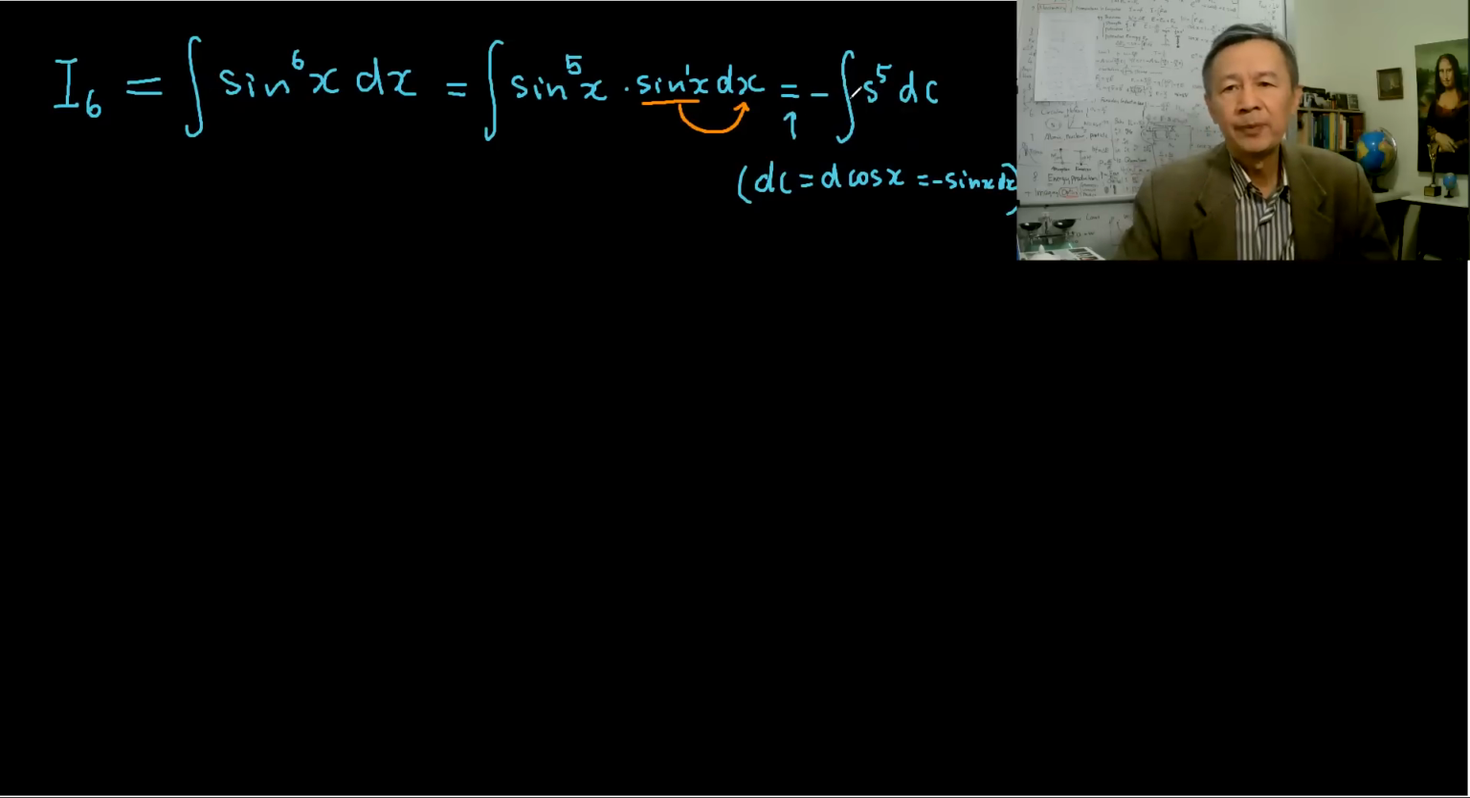Now, in this way, we have seen that the number 6 has been reduced to 5. That's good news, because then, if we apply integration by parts and keep that S to the power 5 quintic term, there is an opportunity that we can reduce it further, to 4.